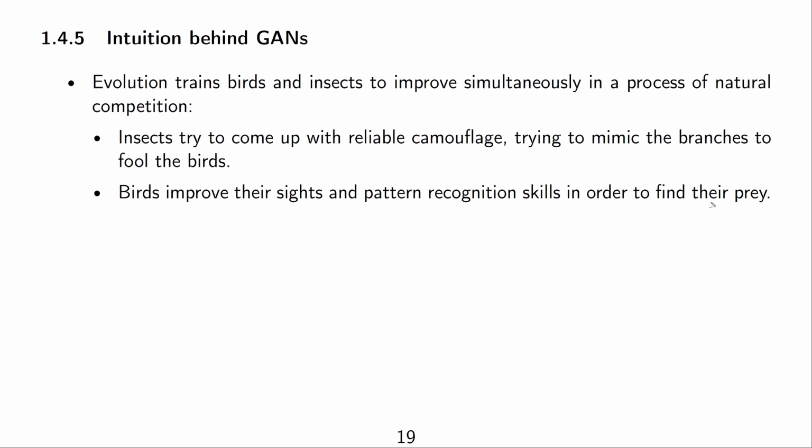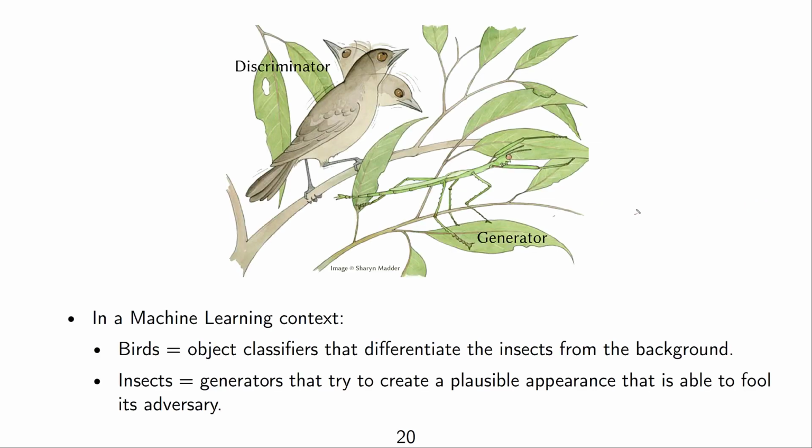One intuition that is given for GANs is the idea that evolution would train birds and insects to simultaneously improve in a process of natural competition. The insect, shown here, tries to improve its camouflage, so it is less likely to be detected by a bird, and the bird will try to improve its vision system or whatever to still be able to detect the insects despite their camouflage.